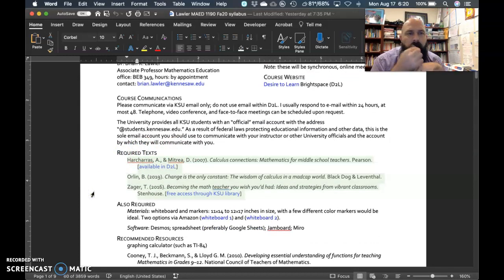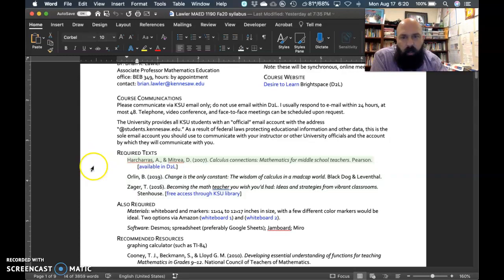Okay, required texts. There are 3. I'll say this. I might only do 2 in the future, but because 2 of these 3 texts are free right now to us, I did not mind requiring you to buy 1 or maybe 2 texts.